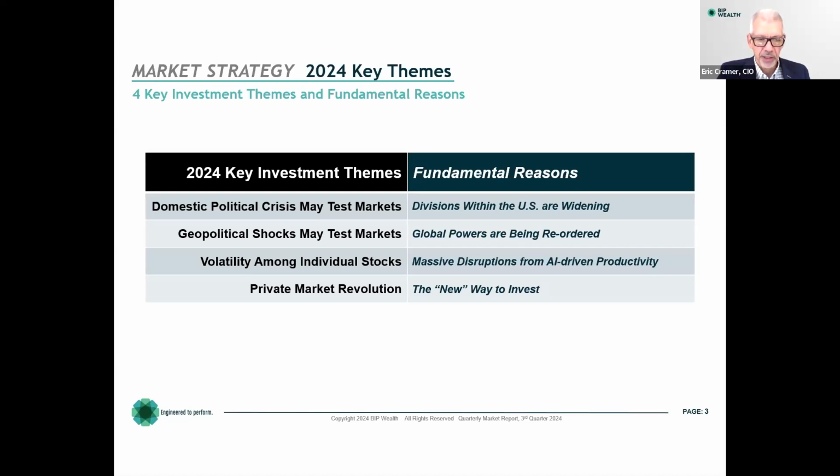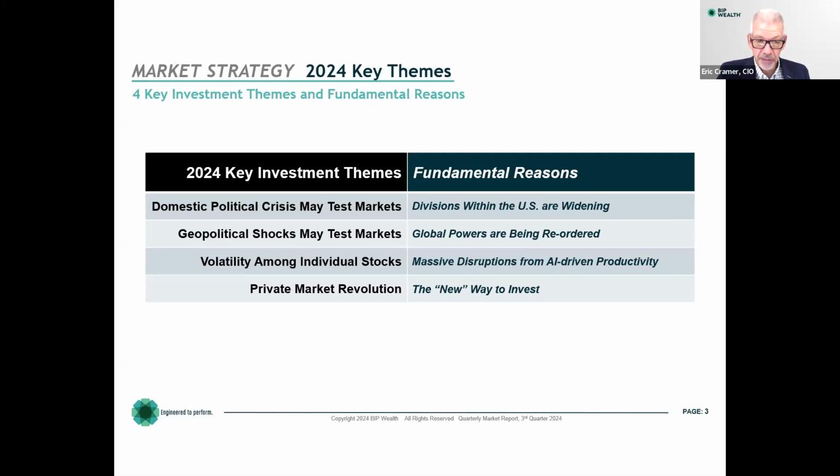The second key theme is that geopolitical shocks may test the markets. And again, we've seen the shocks so far. The world has stayed together, but things are not over in the Middle East. You could argue getting worse. Certainly things are not over in Ukraine. You could argue getting worse. And we are nowhere near the end of tensions between Taiwan and China. You could argue that it's getting worse there.